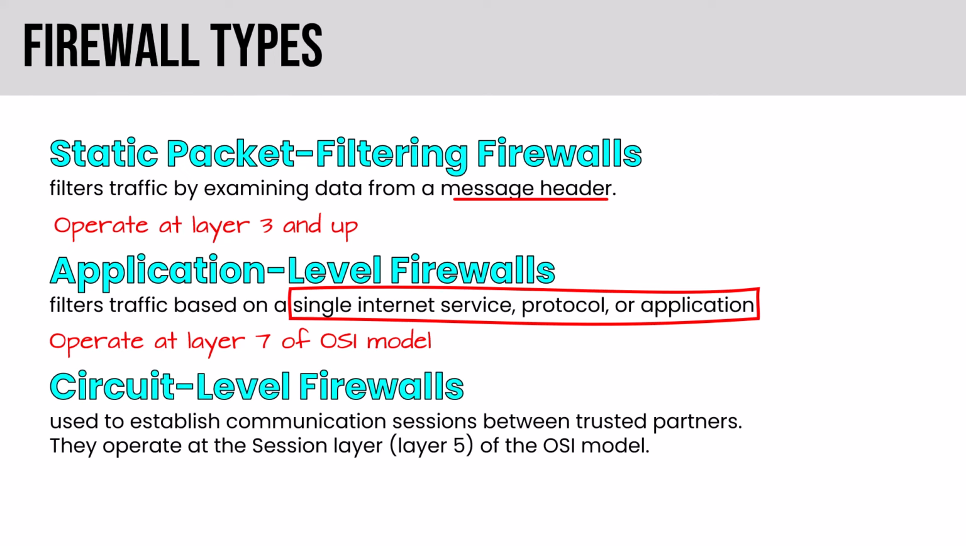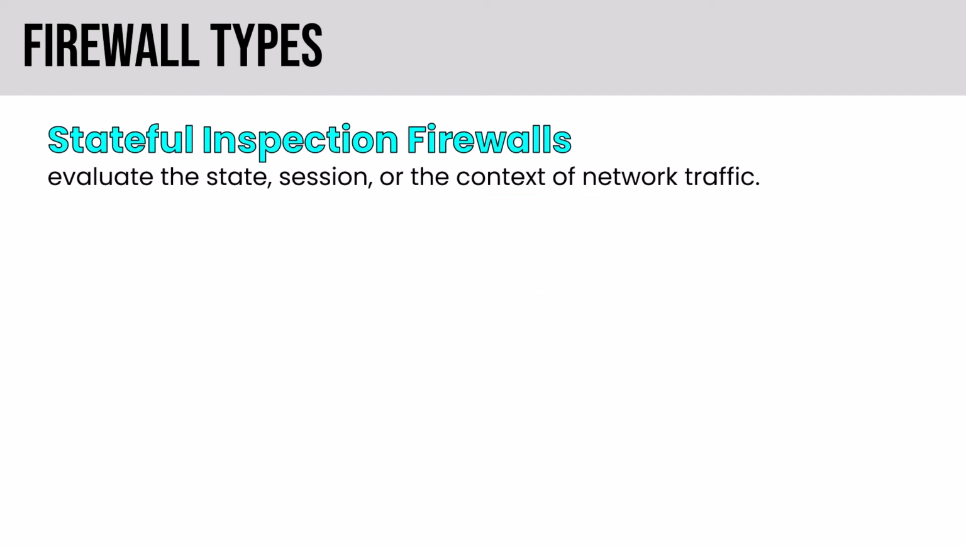Circuit level firewalls are typically used to establish communication sessions between trusted partners. They operate at the session layer, layer 5 of the OSI model. SOCKS is an example of a circuit level firewall. There are stateful inspection firewalls that evaluate the state, session, or context of network traffic. Now, whenever you see reference to stateful, remember in the TCP/IP suite at layer 4, TCP is your stateful protocol. So you can expect a stateful inspection firewall of any type is going to operate at least at layer 4 and potentially higher depending on the functionality that it offers.